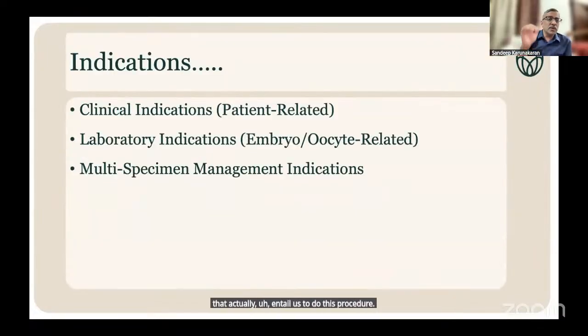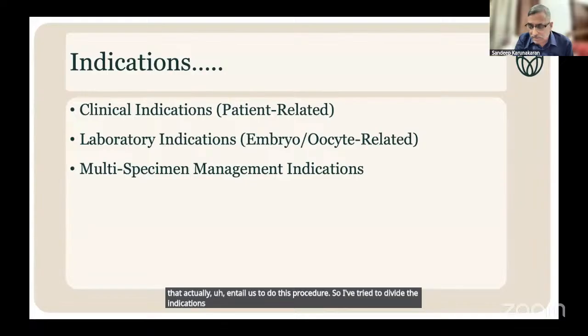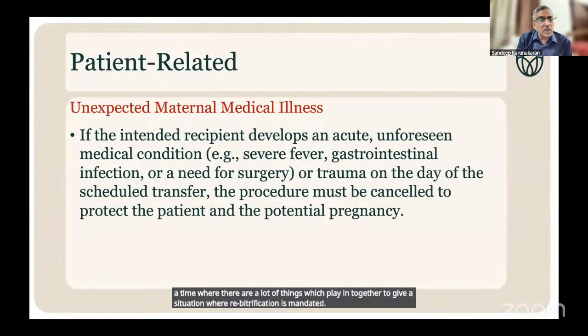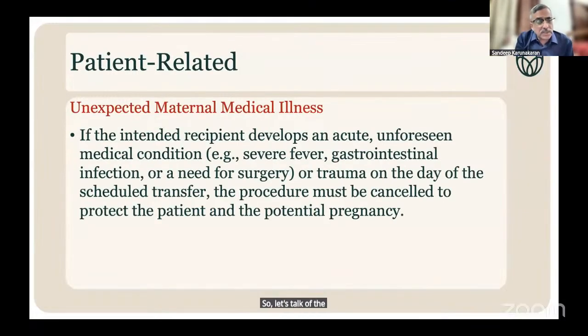So I've tried to divide the indications into three parts. One is clinical, that is what is related to the patient mainly. One is lab indications, that is related to the embryo or the oocytes. Or there's a multi-specimen management indication, that is, it could be a time where there are a lot of things which play in together to give a situation where revitrification is mandated. So let's talk of the patient factors first.